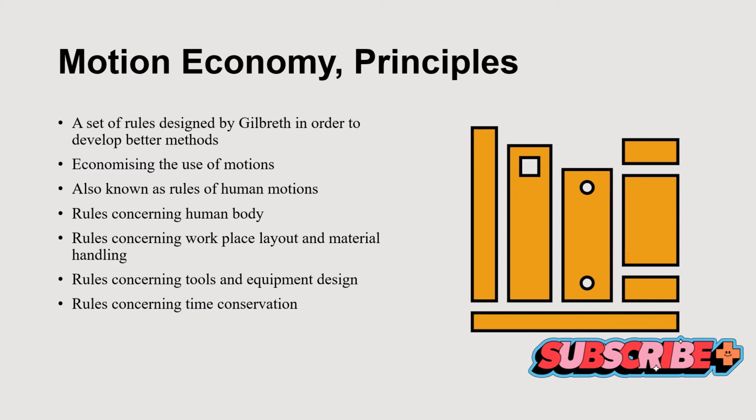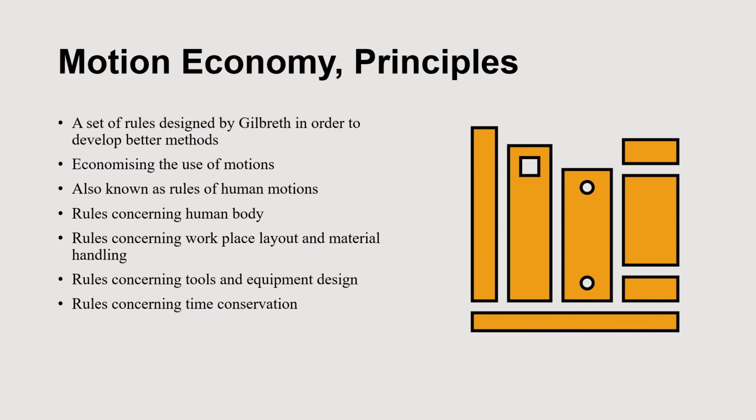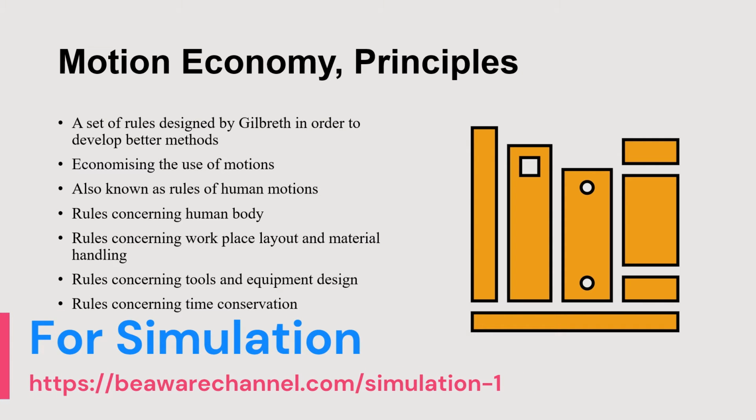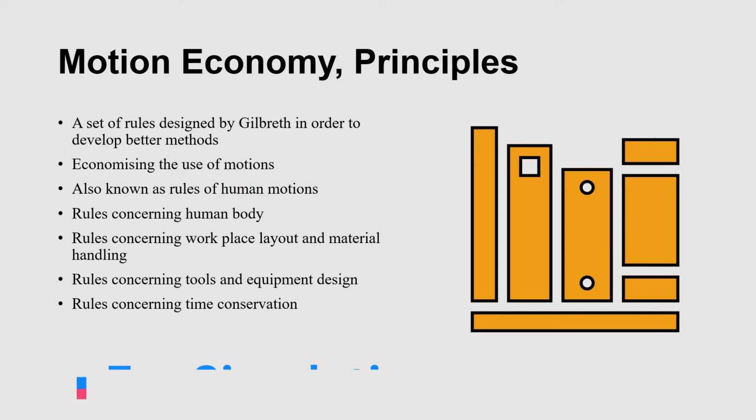And rules concerning time conservation. If you could look, these are the 4 pillars for motion economy, which are the human body, the workplace where that human or the operator is working, then the tools and the equipment which the operator is using, and the time which that operator is using for that particular activity. So these are 4 important things in motion economy principles.